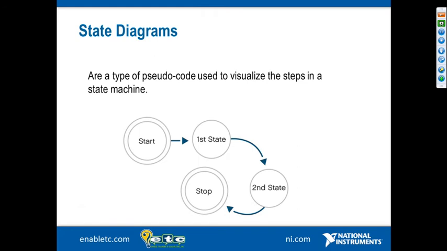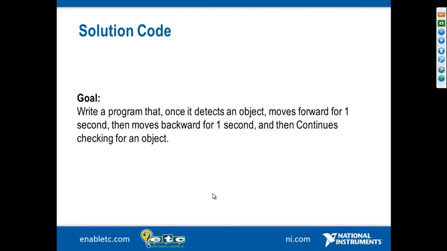It's this type of pseudocode to visualize the steps. So here we see we're going from the start state to the first state to the second state and finally to stop. Now naturally that's a pretty trivial and straightforward example, but we saw the benefit of using the state machine and the state diagrams in the code that we investigated last week. In that webinar, we wrote a program that once it detected an object moved forward for a second, then backwards for a second, and then continued checking for an object.